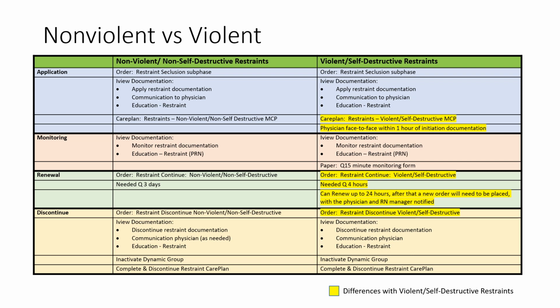Some minor changes is we will now select the non-violent, non-self-destructive options for all the orders and care plans rather than the violent ones. The monitor task can now be found under the scheduled task time tab rather than the continuous tab. The major changes, we do not need a physician face-to-face. Q2 monitoring is needed in the computer, and the restraint order needs to be renewed every 3 days.